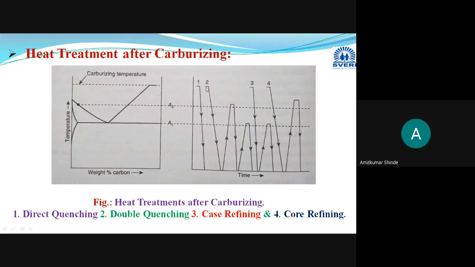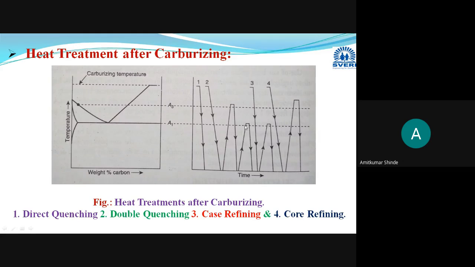In this way, this double quenching method is performed. First, it is cooled to the room temperature. Again, it is heated above A3, held at this temperature for a definite period of time and cooled to the room temperature. Here, core refining will occur. Fine ferrite will get formed at the center.